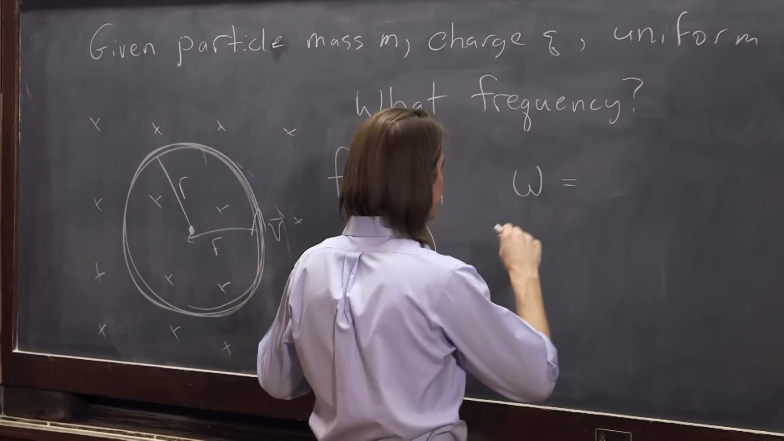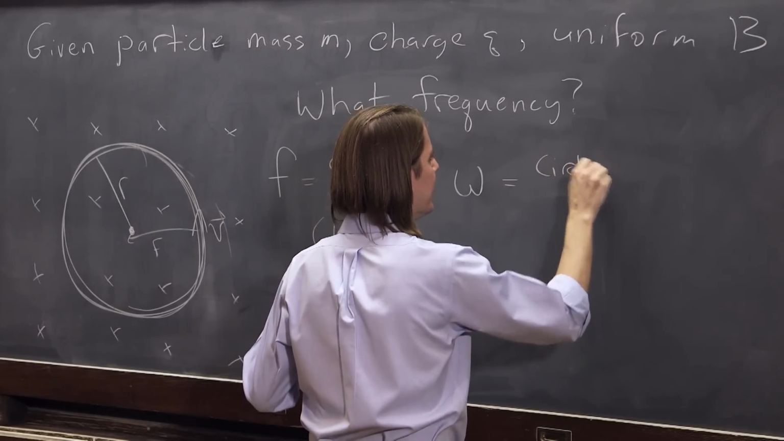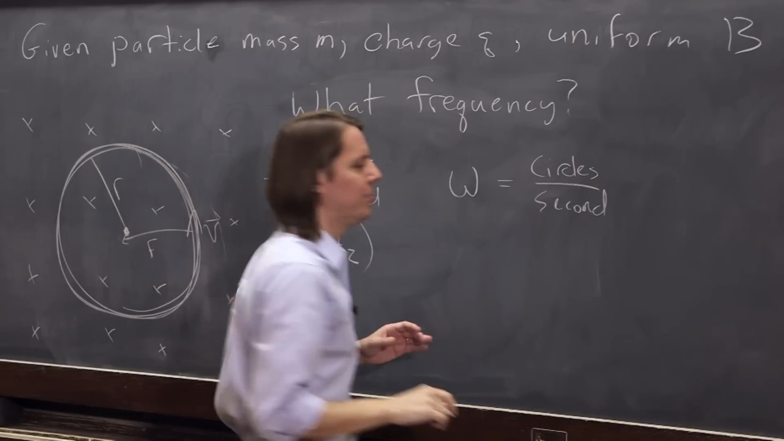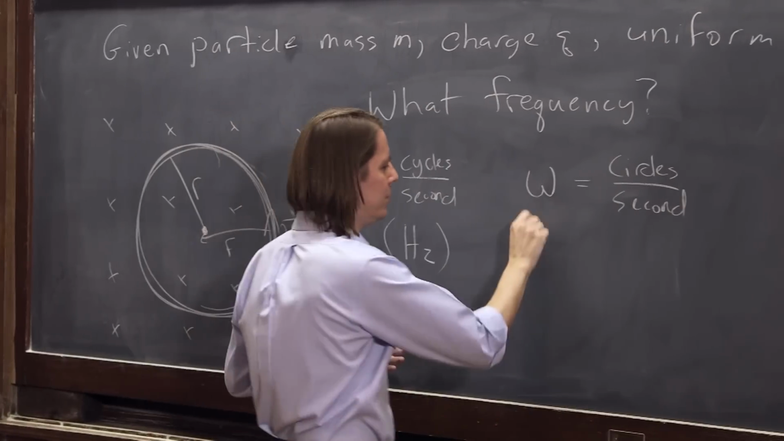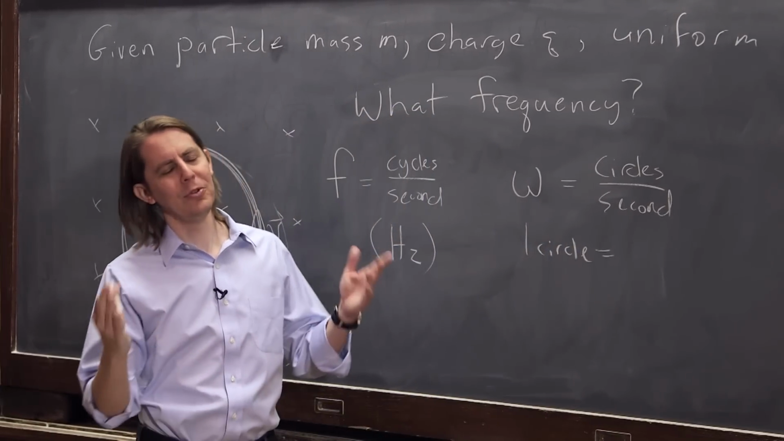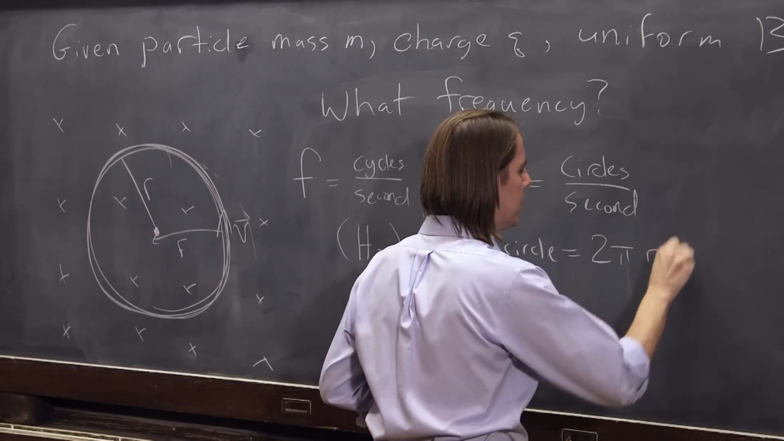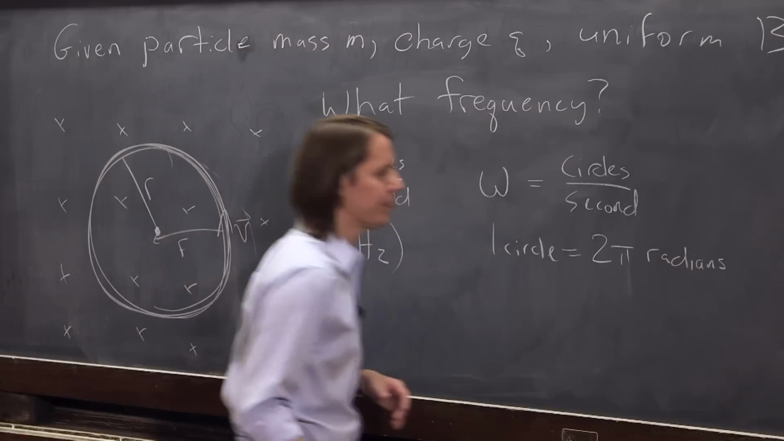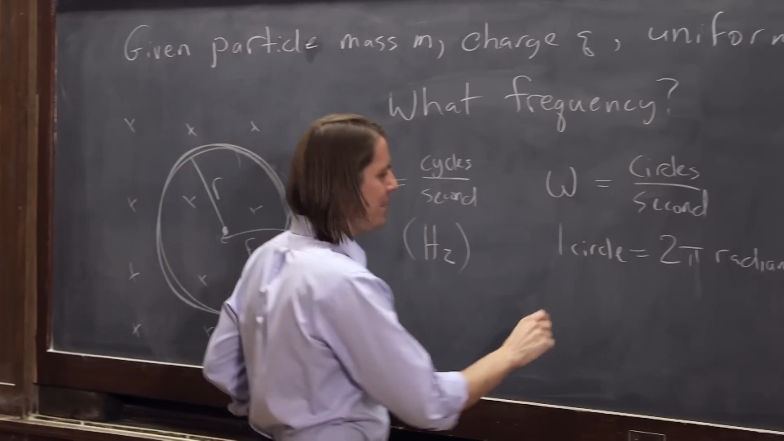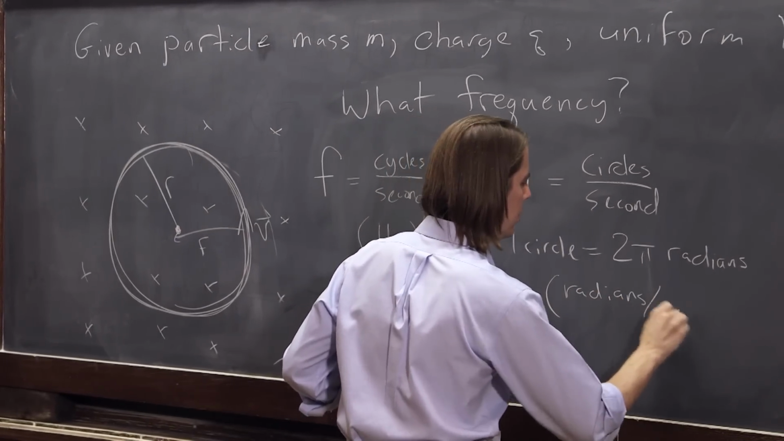Frequency f is cycles per second. Omega is circles per second. What is a circle? It's 360 degrees. Oh, but we don't use degrees either. A circle is 2 pi radians. So really, omega we keep up with in radians per second.